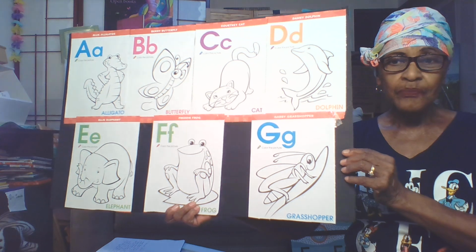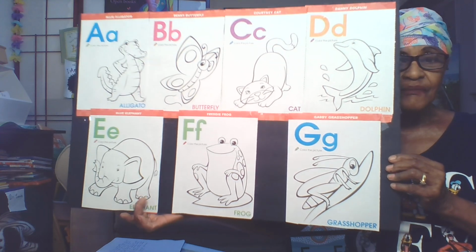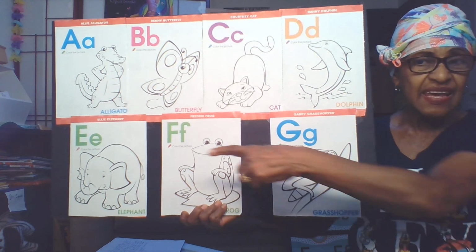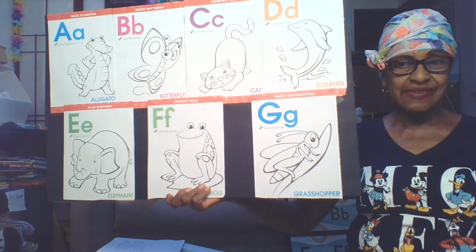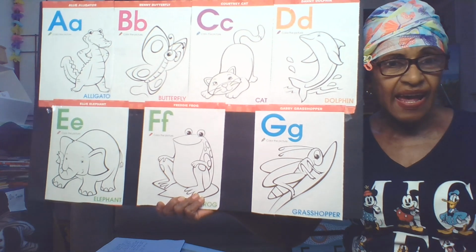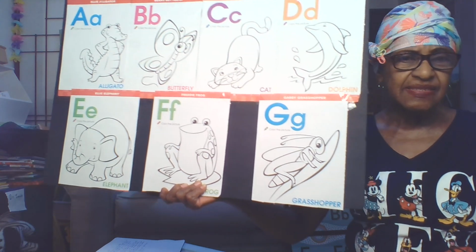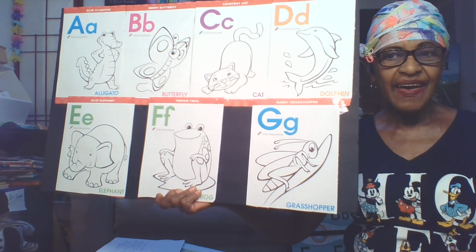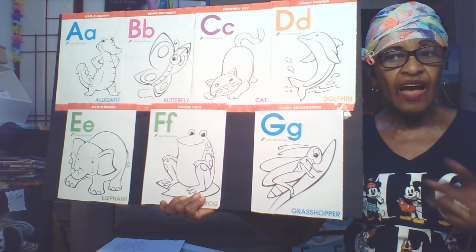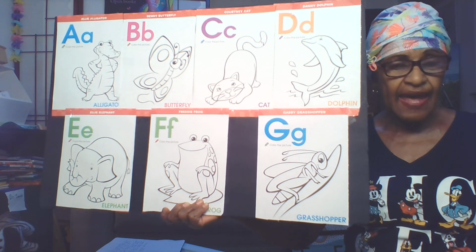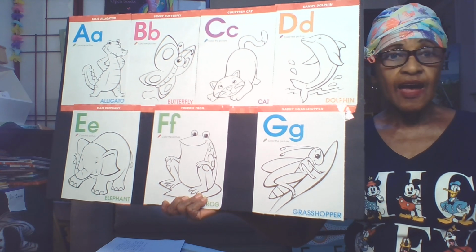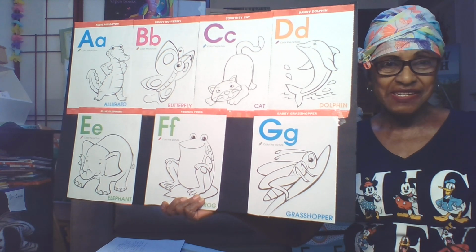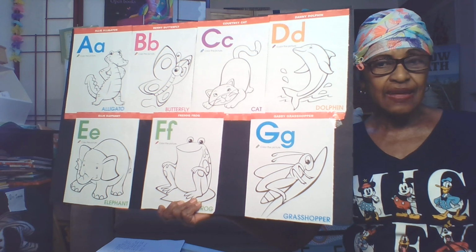Moving on to E. Right down here. Where is E? There it is. What's the sound that E makes? Eh, eh, eh. For elephant. For egg. For everybody, that's two words together, but that's the sound of E.